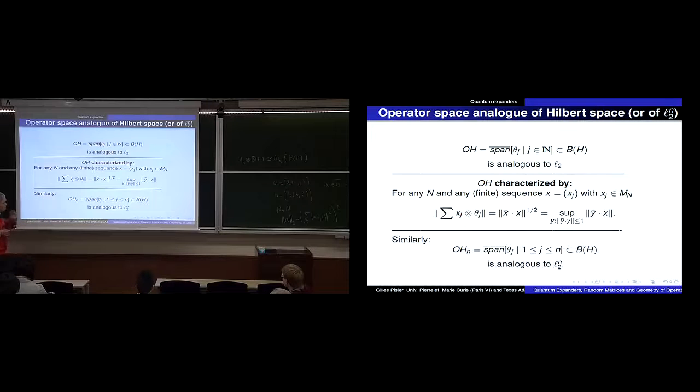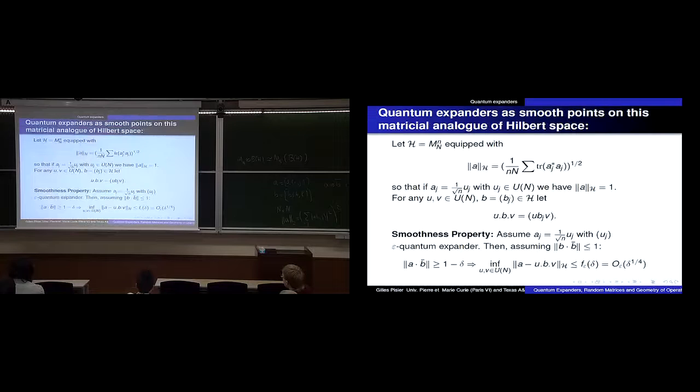And this space, but I don't want to say more, corresponds to Hilbert space in operator space theory. It is the unique self-dual object in operator space theory, but it is very easy to imagine what it can be once you just read this line. It is clearly an object which is very much analogous to Hilbert space. And so let me now show you the use of quantum expanders in there.